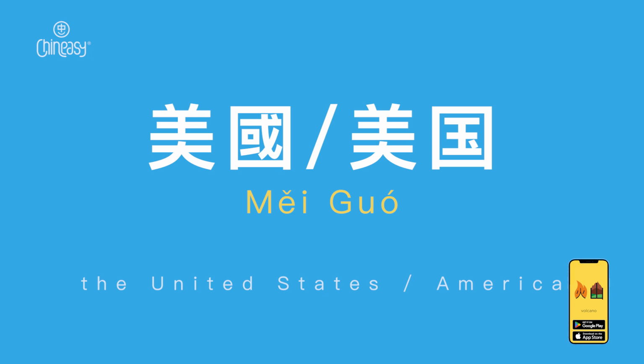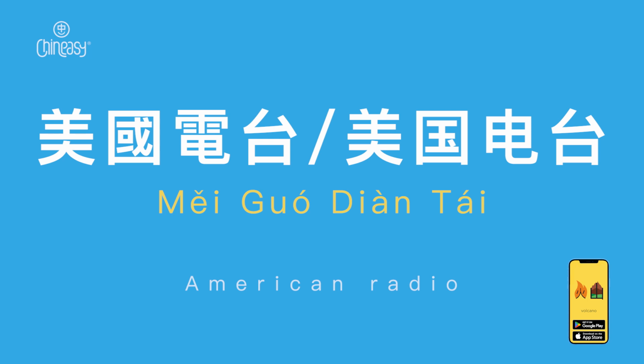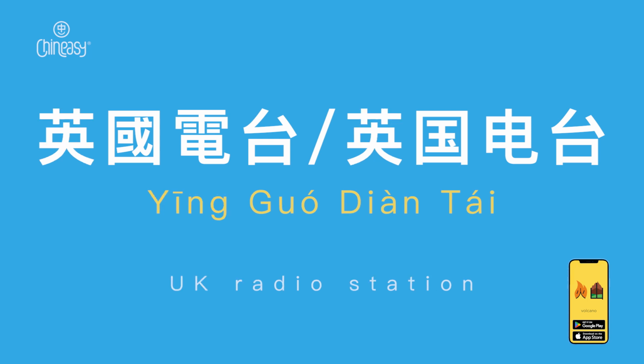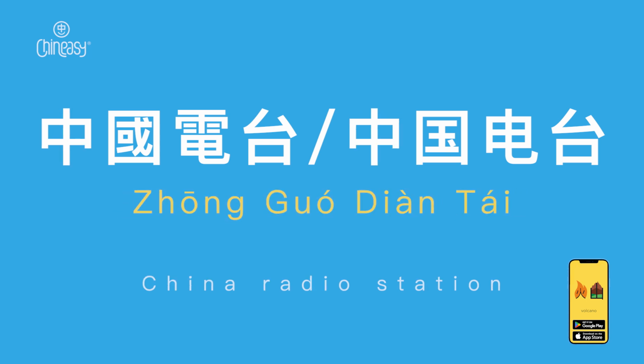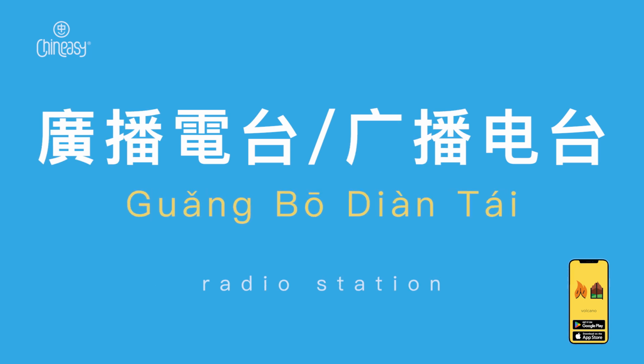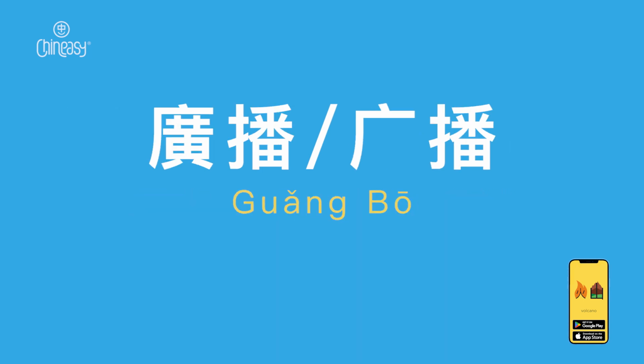Yeah, so if we want to say American radio, we can say 美国电台. That's right. And what you heard in the BBC World Service, the Mandarin service, you heard 英国电台. And if you want to say Chinese radio, then you can say 中国电台. That's right. And then sometimes you may hear some longer name, something like 广播电台. 广播 means broadcast.